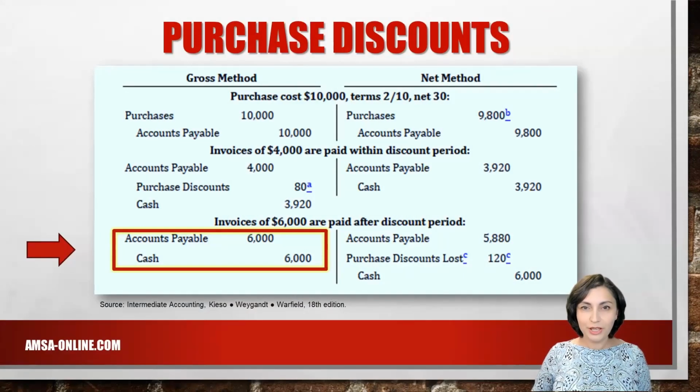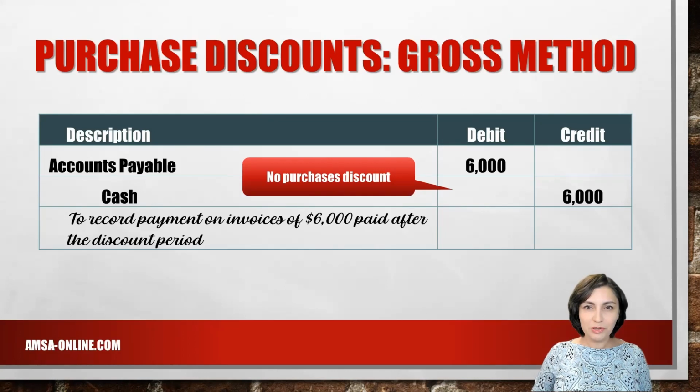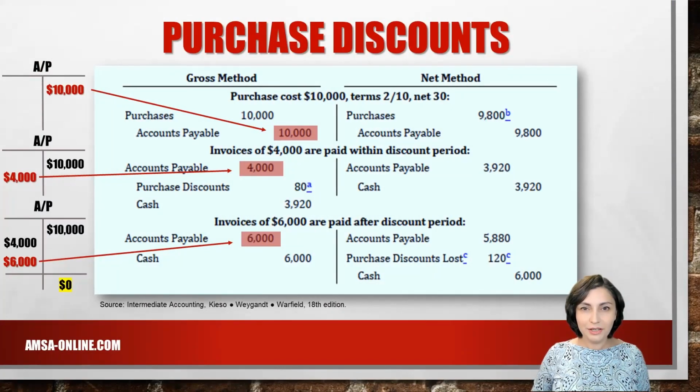The third entry is to record payment of invoices for $6,000, which were paid after the discount period. Accounts payable is decreased or debited in the amount of $6,000, and cash is decreased or credited in the same amount. Note that no discount is taken, as the invoice is paid after the discount period ended and is no longer eligible for a discount.